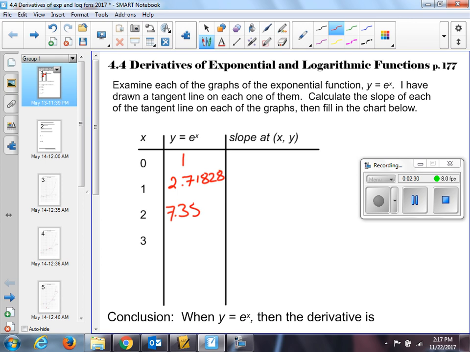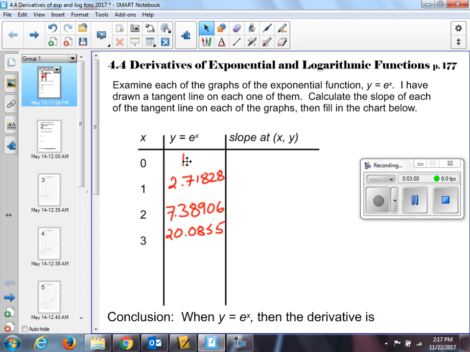7.38906. I'm rounding, yeah. Truncating is fine too, actually, on the AP exam. 20.0855. There you go. I'm going to cut it off. Now, the reason why I went to this many decimal places is because my slope calculations allow for that many decimal places as well.